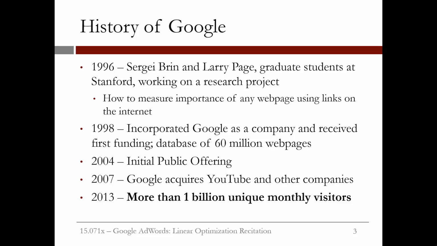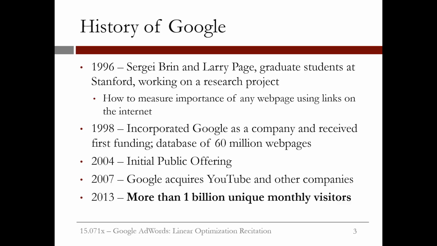They quickly found that this idea could form the core of a search engine, and they found that the search engine actually worked quite well. They eventually named it Google, and in 1998, they incorporated Google as a company. In the same year, they received their first funding. At the time, they had a database of 60 million web pages.